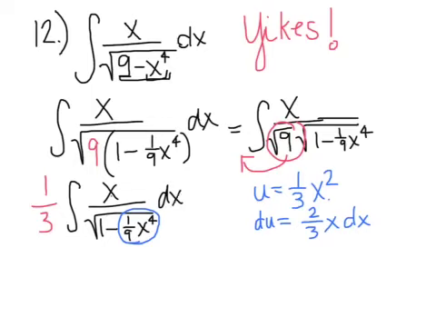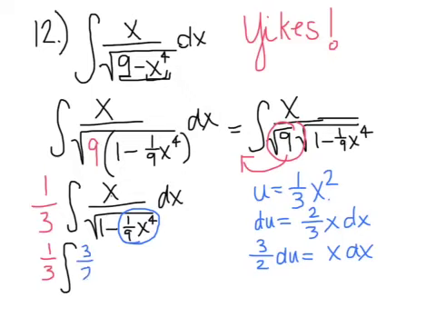Here, and I've already pulled a 1/3 out in front, which maybe I could have left inside and it would have made my life a little easier, but I'm going to go ahead and solve for x dx over here, and I'm going to get 3/2 du equals x dx. So that's going to be 3/2 times 1 over the square root of 1 minus u squared du. 3/2 du coming from right over here.